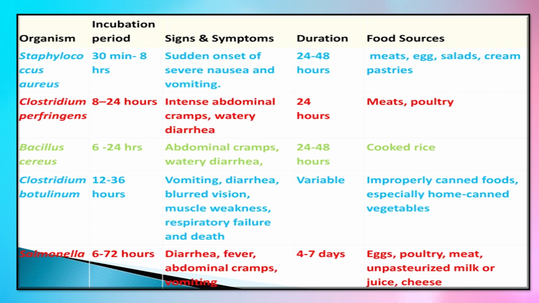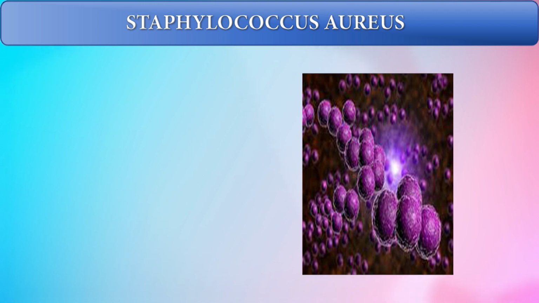Salmonella requires an incubation period of 6 to 72 hours. Symptoms are diarrhea and fever. Duration required is 4 to 7 days. Eggs, poultry and meat etc. are the food sources for this. Now we will go for Staphylococcus aureus.